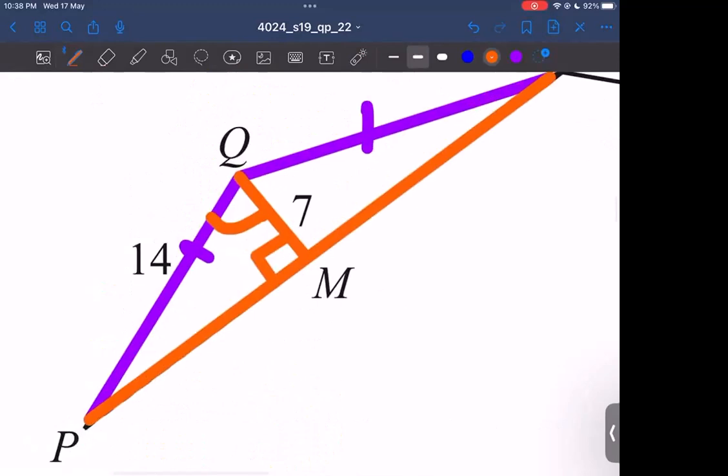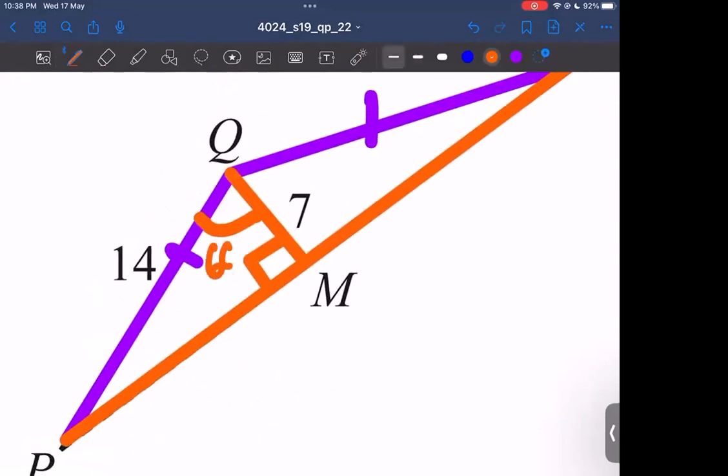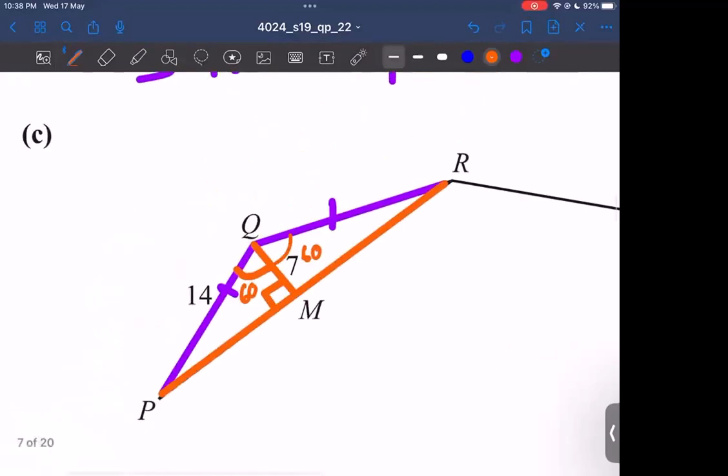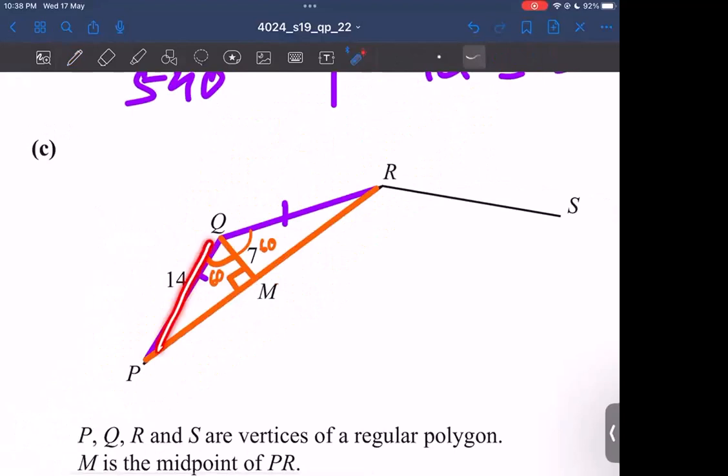This over here is 60, so this one is also going to be 60. So now you can see that in this regular polygon, this angle is 120 here. So this angle is also going to be 120. This is the interior angle of the polygon.